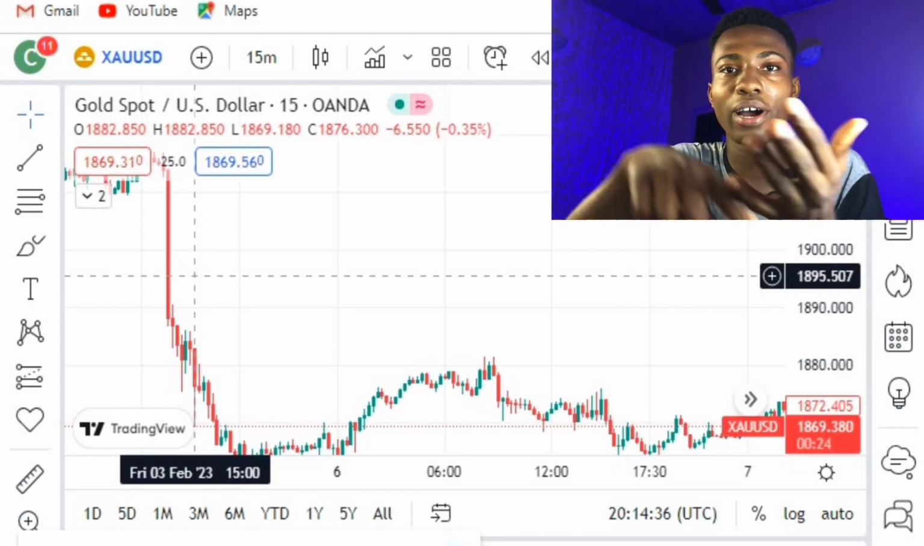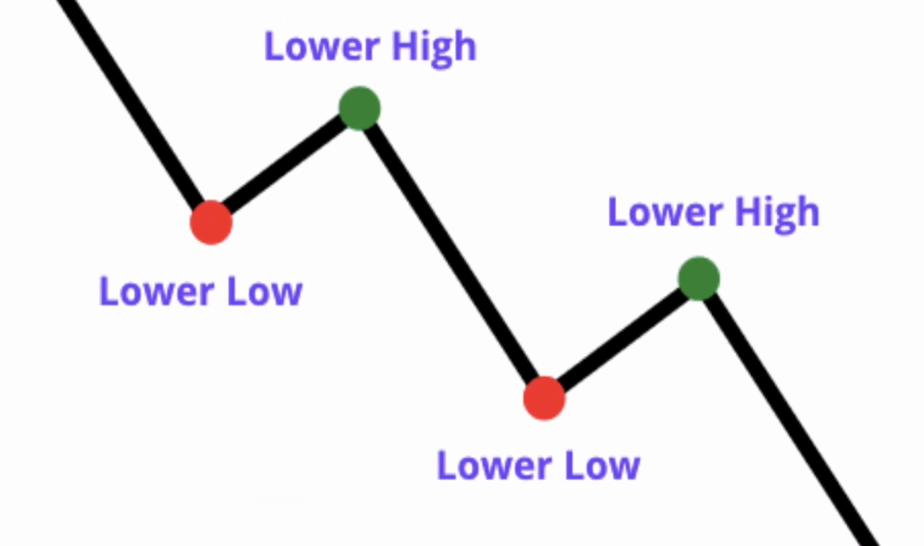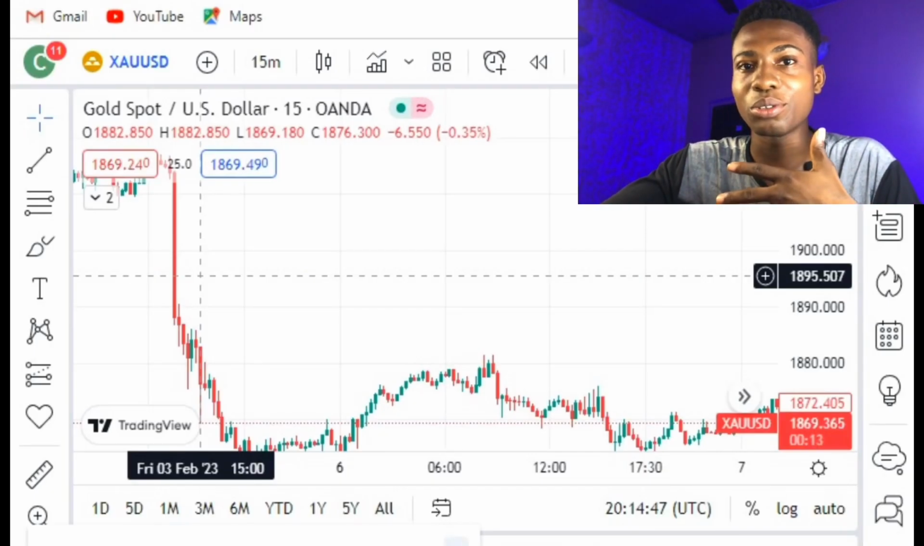Now, how can we find those trends in the market? It's through support and resistance and how the market is moving. So we need this to show us points of uptrend, downtrend, and consolidations. So this is exactly what we want to know in the market.